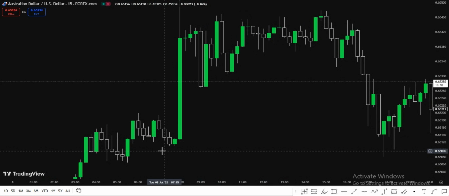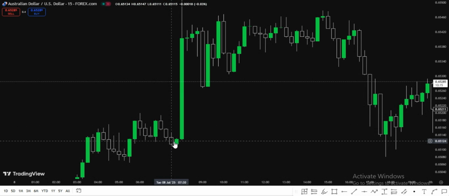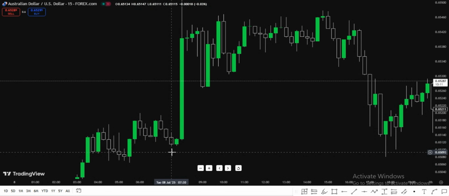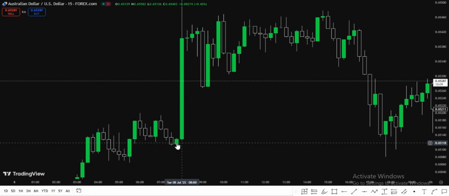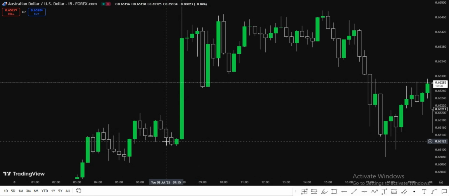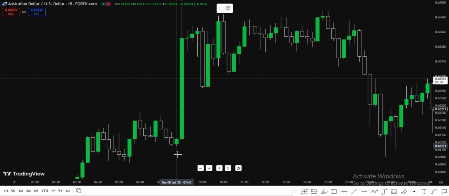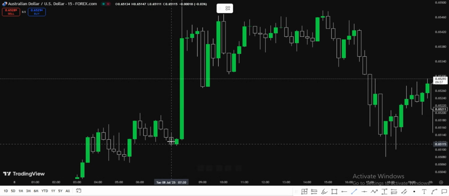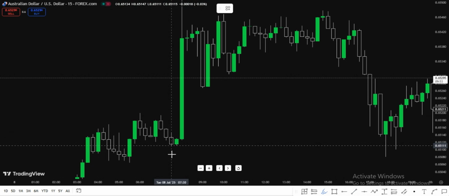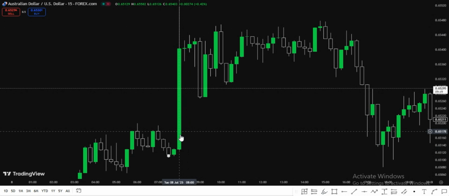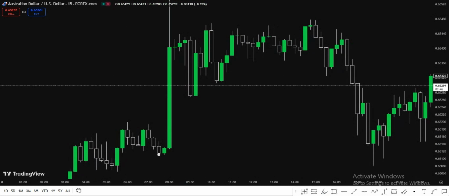Number 1, first example. Where is the valid pullback here in this bullish trend? As you can see, this candle low is taken out by this candle. So this candle is a valid pullback in this leg. Price pushed up here, and I can mark this as a valid pullback.